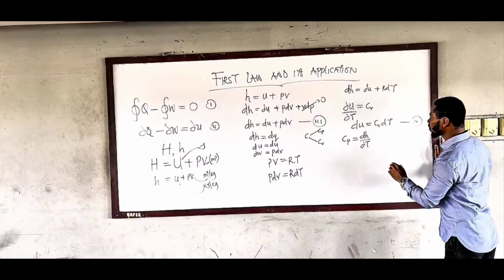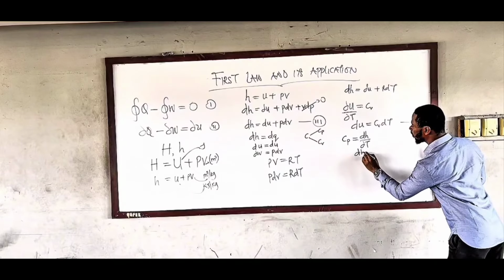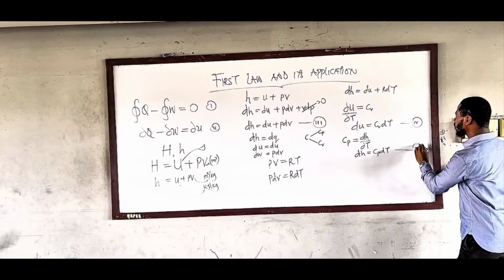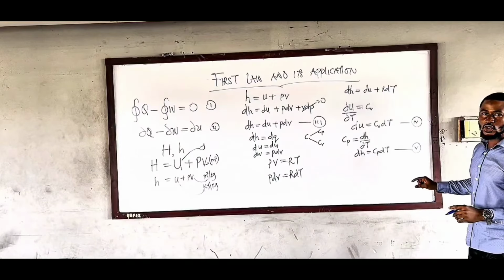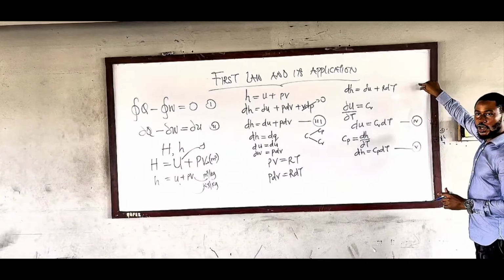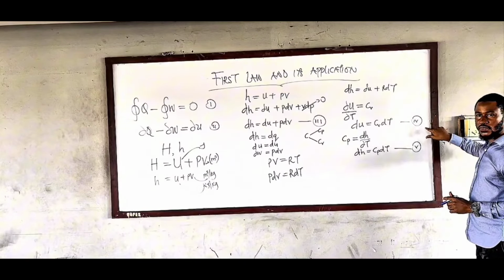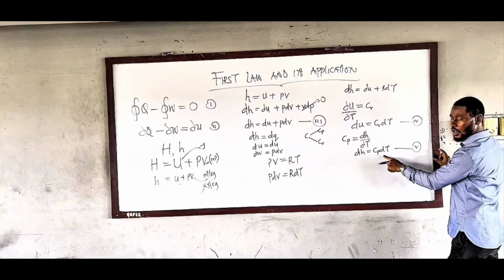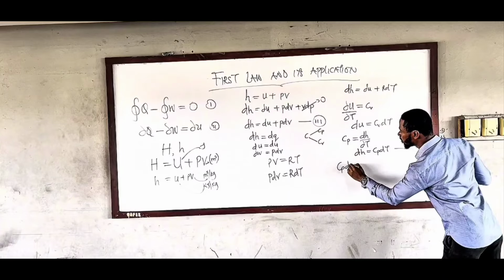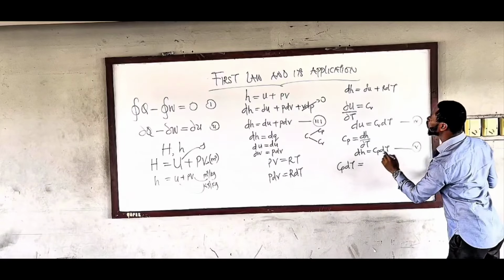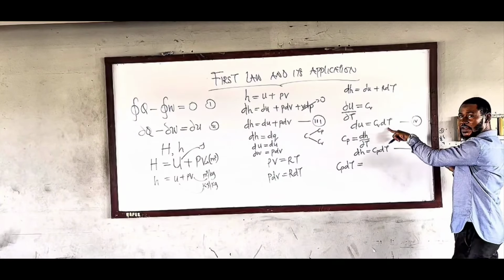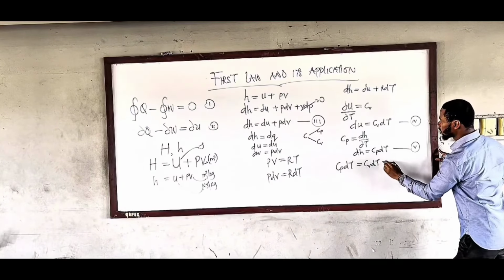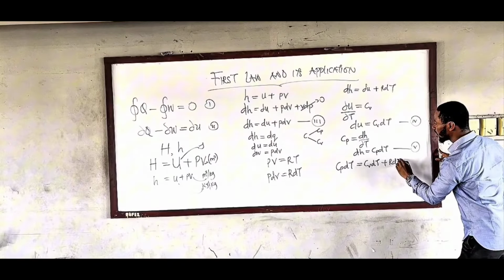Making dH the subject of the formula, dH equals Cp dT. Name this as equation 5. Then go back to this equation and substitute equations 4 and 5. So we have dH defined as what? Cp dT equals dU, which now takes another form: Cv dT plus R dT.